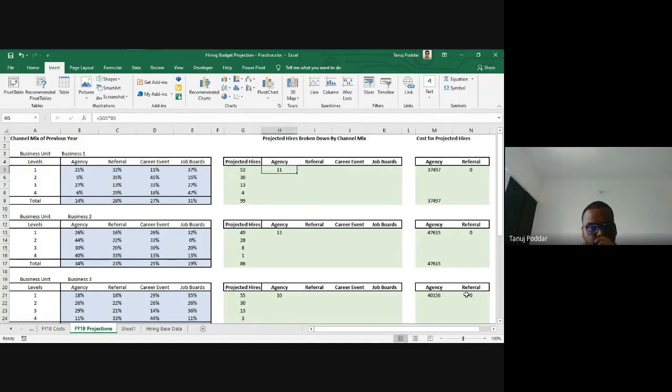Make sense? Say I have 52 hires to make, and I want to know how many of those 52 hires are going to come from agency. Out of this 52, 21% of them are going to come through agency. I'll do something very simple, which is 52 into 21%.